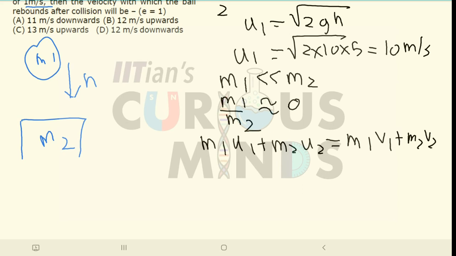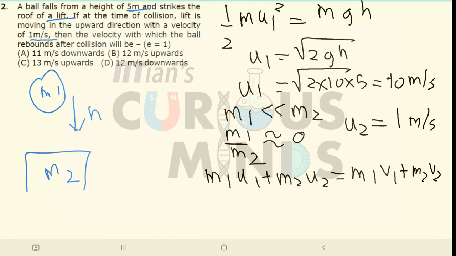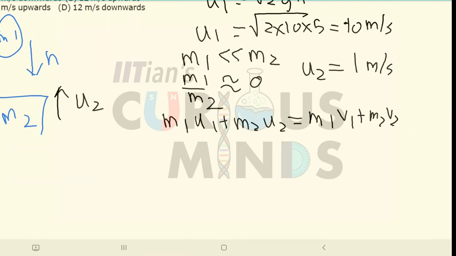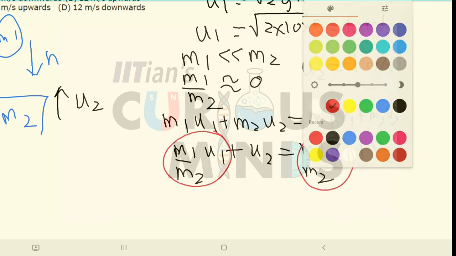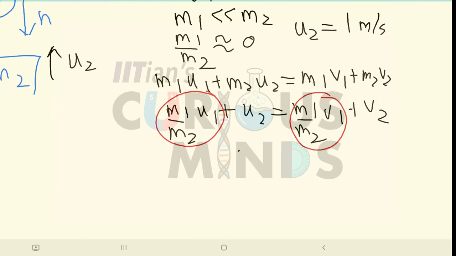Now the ball is falling downwards, so the velocity I take as negative, and the lift is going upwards, so u2 will be positive 1 meter per second. It is specified that the lift is moving in the upward direction with a velocity of 1 meter per second. First of all, I will divide the whole equation by m2. So m1 by m2 into u1 plus u2 is equal to m1 by m2 into v1 plus v2. Now this factor will be equal to 0 and this factor also will be equal to 0, because m1 divided by m2 is approximately equal to 0. So I can say that u2 is equal to v2, which is 1 meter per second in the upward direction.